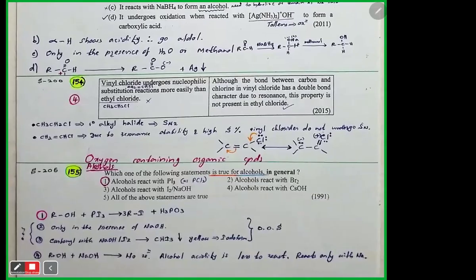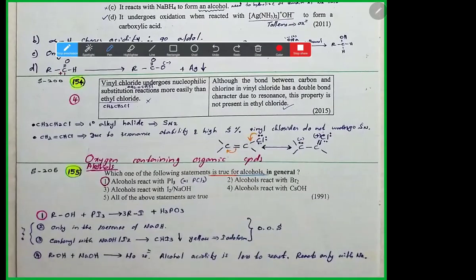Moving to oxygen-containing compounds, and the first part is alcohols. True for alcohols. Alcohols react with PI3. We know it reacts with PCl3, so we can assume it reacts with PI3. Let's consider the others. Directly Br2, no reaction. This is the iodoform reaction, it is out of syllabus, we never did that. Sodium hydroxide, no reaction. Alcohol is less acidic and does not react readily with sodium hydroxide. Answer 1. 155, answer 1.